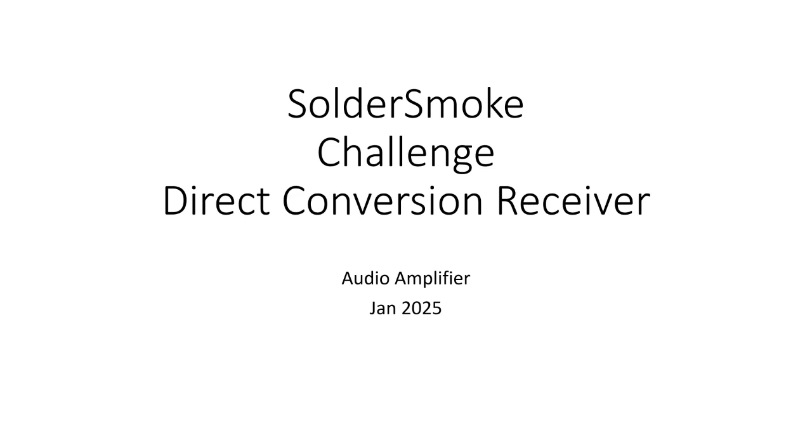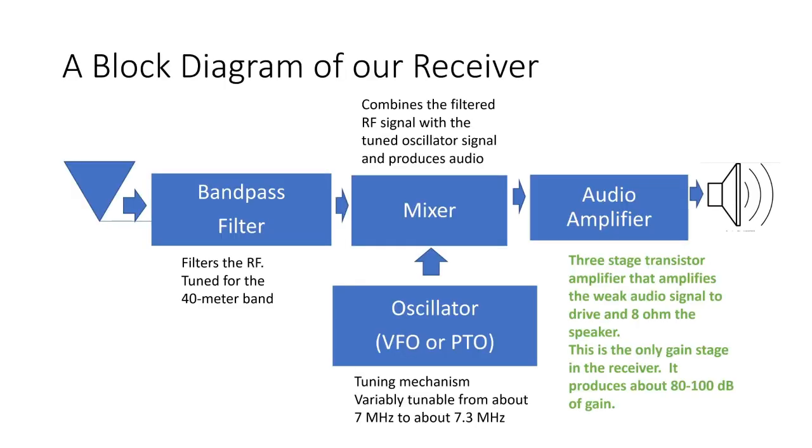You've made it this far. You're about to build the final board, after which you will have a complete direct conversion receiver. And so let's jump in and talk about the audio amplifier. You'll recall we have 4 boards, and the last of the boards is the audio amplifier. This is a 3-stage transistor amplifier. It amplifies the audio signals and drives an 8-ohm speaker.